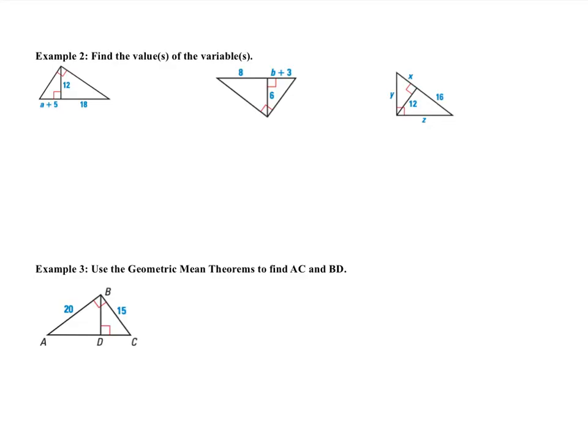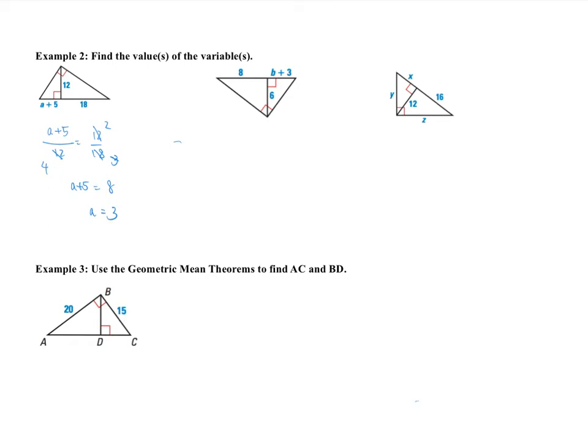So example 2, we're going to look at a few examples of how to use the theorems just explained. Find the values of the variables. For the first one, I need to use the geometric mean altitude theorem. 8 plus 5 over 12 equals 12 over 18, and then I can simplify this. So A plus 5 equals 8, and A equals 3.